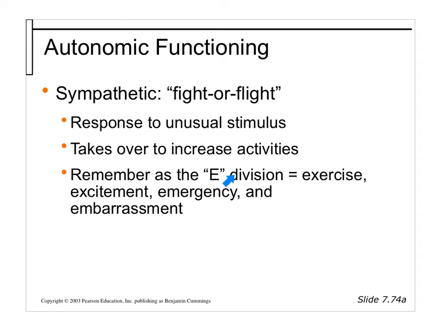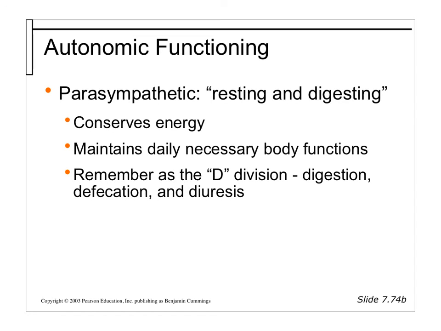So it is involved with the E's. So exercise, excitement, emergency, and embarrassment. Unusual stimulus that's going to cause you to go like, yikes. Your sympathetic nervous system is taking over and starting that fight or flight type response. So blood pressure is going to increase, more blood flow to the muscles to get more oxygen sent to the muscles, so you can run away from the cheetah, for instance. So sympathetic is fight or flight.